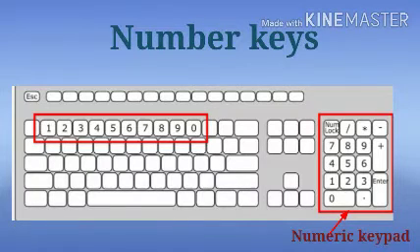Now, what are the number keys? The number keys help us type the digits 0 to 9. As you can see in this given keyboard, keys with numbers on them are found in two positions. One set lies just above the alphabet keys and the second set is a part of the numeric keypad.